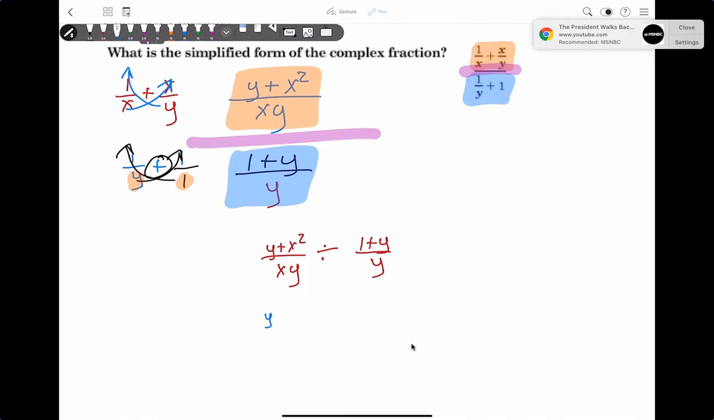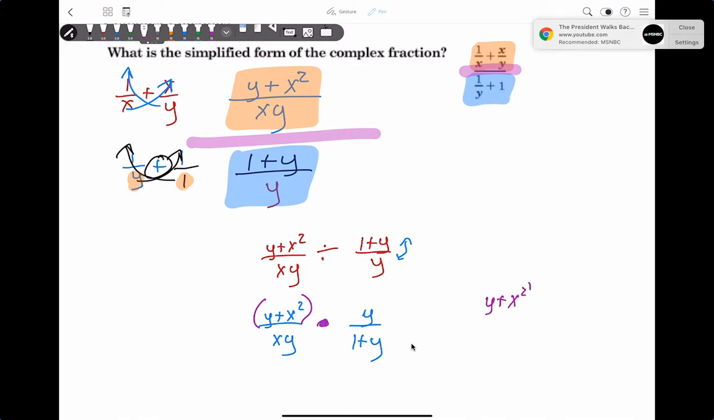So it'll be keep the first fraction, change division to multiplication, and then flip these to y over 1 plus y. Now, let's look at our pieces. I cannot cancel. A lot of people will try to cancel these y's. I can't cancel those y's because there's addition here and there's multiplication here. But this is all glued together with multiplication. It means I have all of this times y.